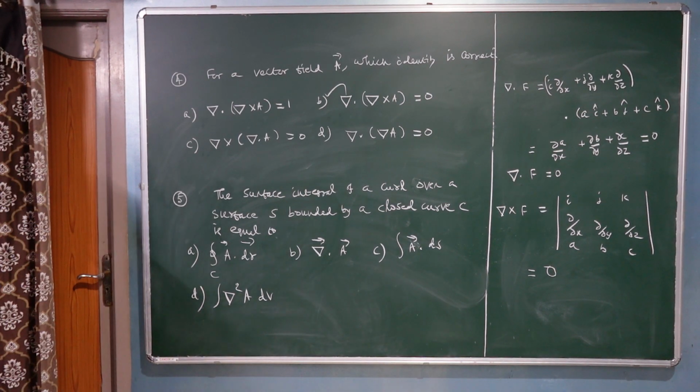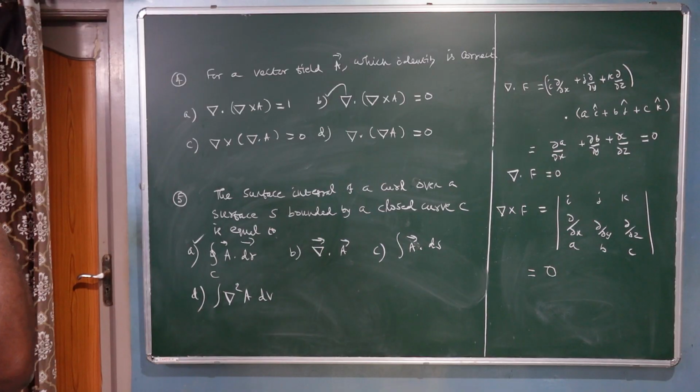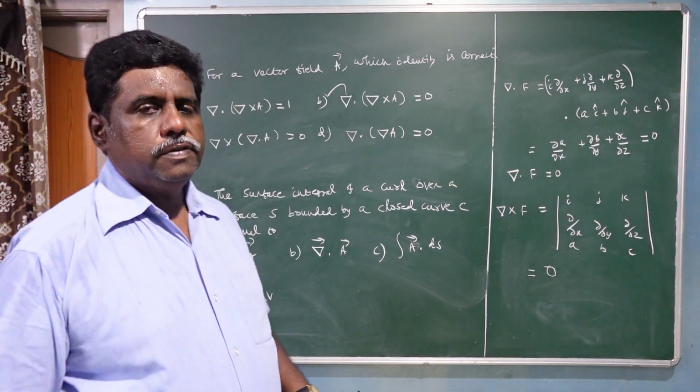See, the correct answer is option A, which is Stokes theorem. The closed line integral of A dot dr is equal to the surface integral of curl A dot ds. We will discuss the rest of the things in the next lecture.